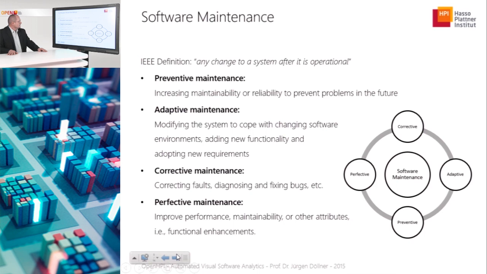Though what we see is that maintenance has different motivations. In reality, sometimes these motivations blend into each other. So you can never clearly differentiate between, for example, preventive and perfective maintenance, because in many real projects, these different aspects are merged and form a complex motivation to enhance a system after it became operational.